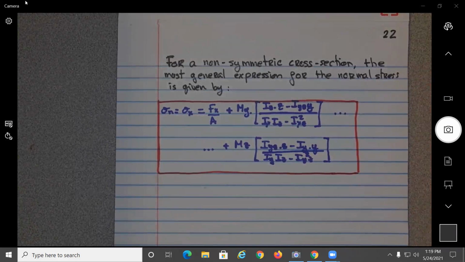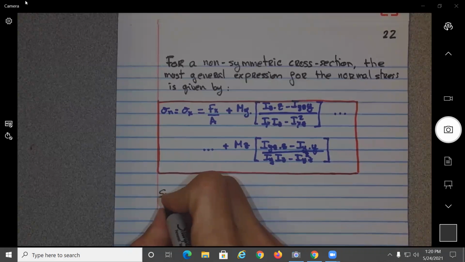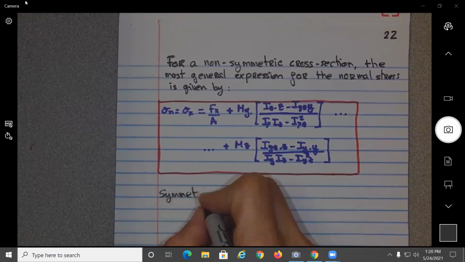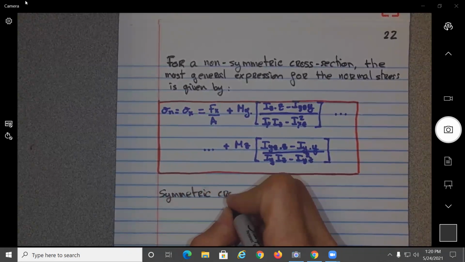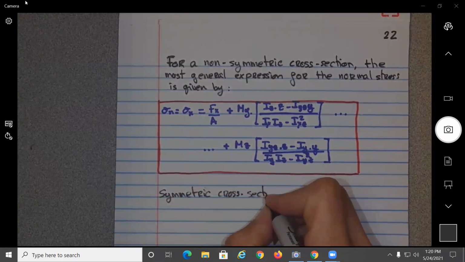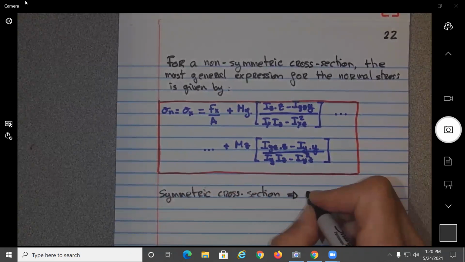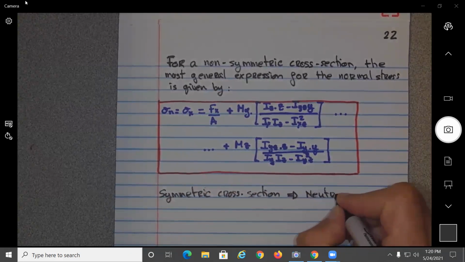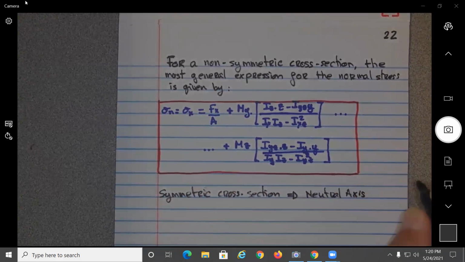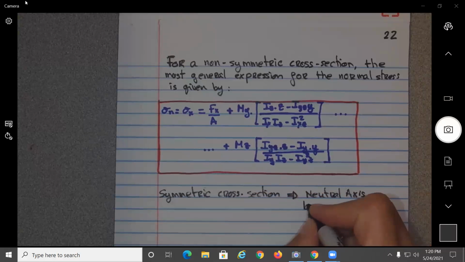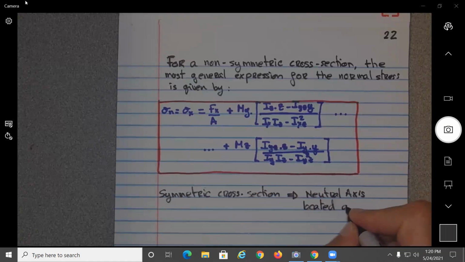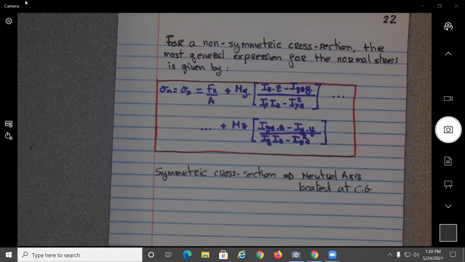Okay, so also last time we finished the class by saying, where is located the neutral axis? The neutral axis is located where the stresses are zero, no? Okay, so let's look over here. So let's say for a symmetric cross section, neutral axis located at CG, center of gravity.